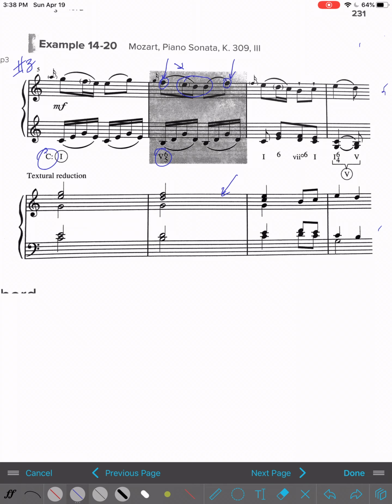But at the beginning of the measure, we get this F, and at the end of the measure, we get this other F. So you can see it really clearly right here in this reduction. This G goes down to the F, and the F goes down to the E.